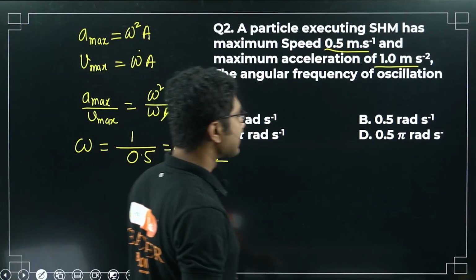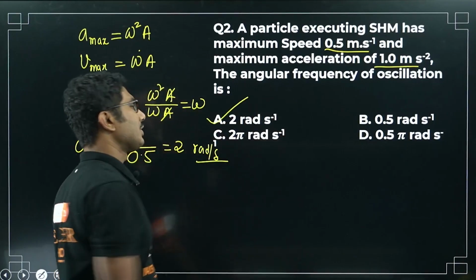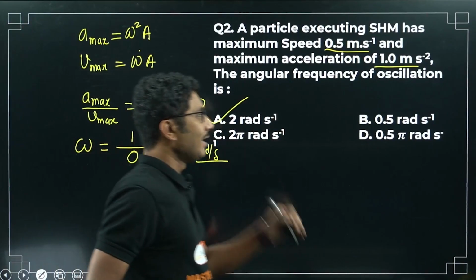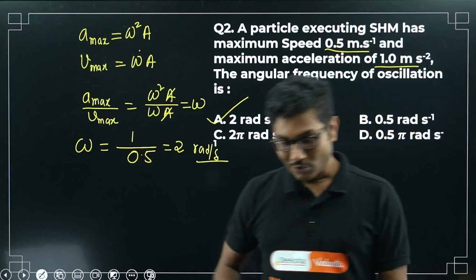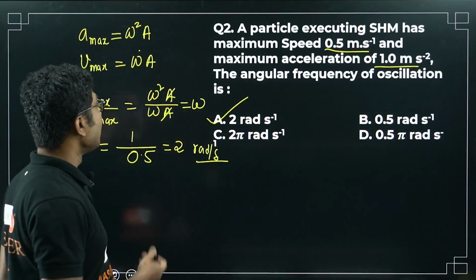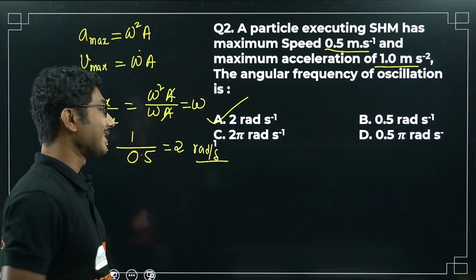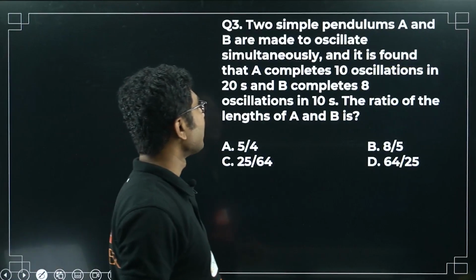Okay, simple as that. So we can see the answer is option A. We don't need to go further anywhere other than option A. So option A is the correct answer. Very easy question. It should not take more than 30 seconds to answer. Next question, question number 3.